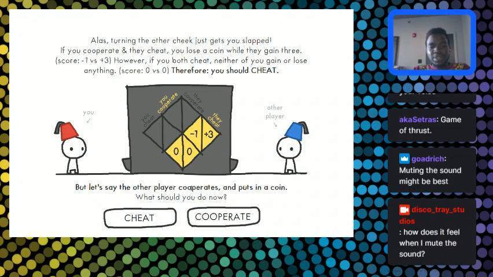But let's say the other player cooperates and puts in a coin. What should you do now?